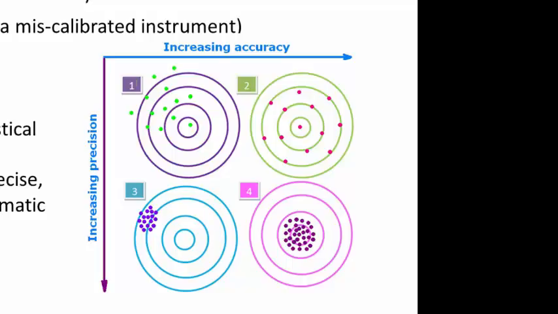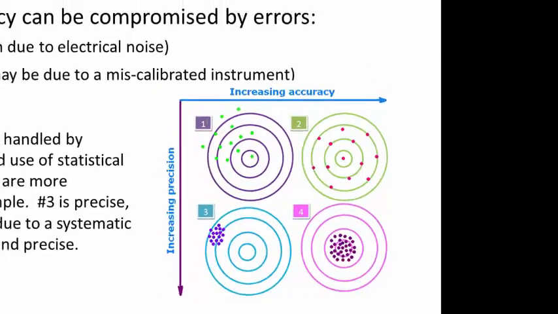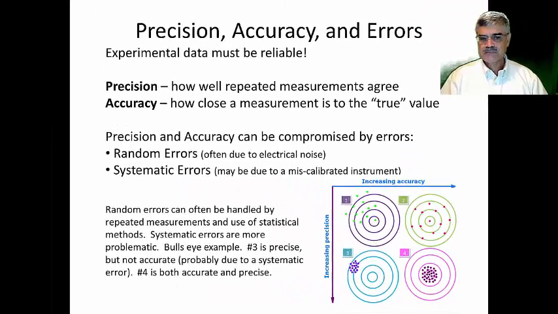Obviously, what we would like is to be able to make measurements that are both accurate and precise. And that's what is represented in number 4, where we see both a tight pattern and it's right at the bullseye. Now, random errors can often be handled by repeated measurements and use of statistical methods. Systematic errors can be more problematic, especially if we do not know that the systematic error exists.